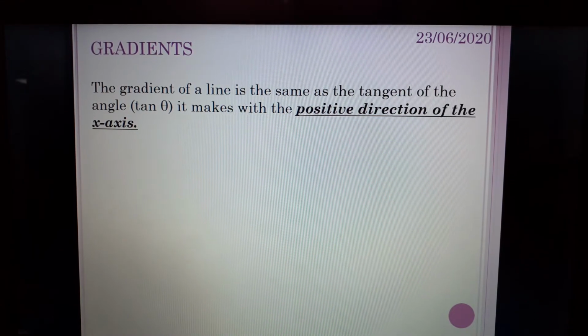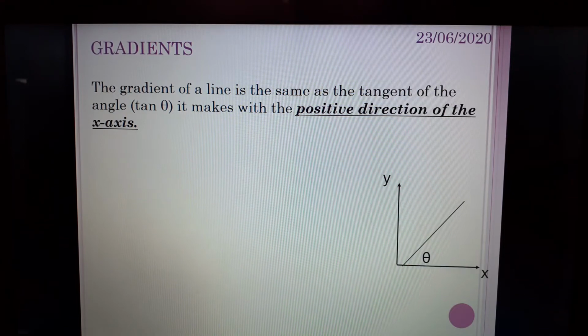Okay, now here is something new. This is a higher content that we're going to look at. So the gradient of a line is the same as the tangent of the angle. We know the tangent of the angle is tan of the angle. Now we tend to use a lot of Greek letters when we're doing higher, so that's just the Greek letter theta, tan theta. So the gradient of the line is the same as the tan of the angle that it makes with the positive direction of the x-axis.